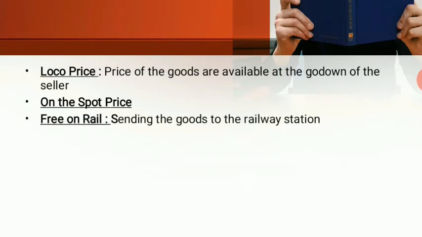Next is free on rail. When the responsibility of sending the goods to the railway station and of loading is taken by the seller, it is called FOR or free on rail price. Freight is to be paid by the buyer.